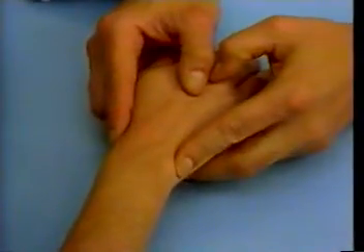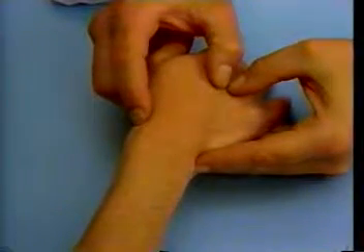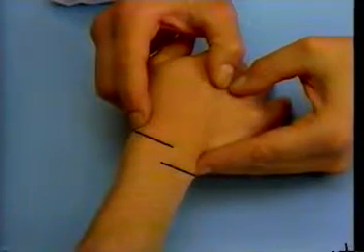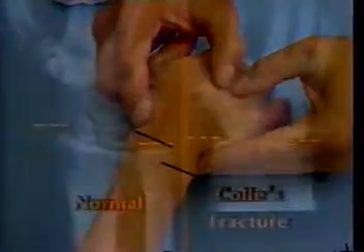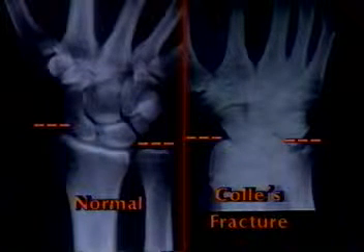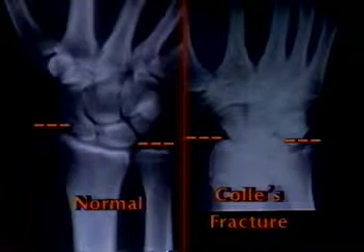Note that the tip of the radial styloid is approximately 1 centimeter more distal than the tip of the ulnar styloid, and this anatomic finding is important when assessing the reduction of a Colles fracture clinically. Note in the Colles fracture, there is shortening of the radius with respect to the ulnar styloid.